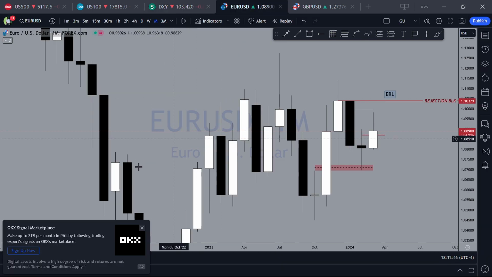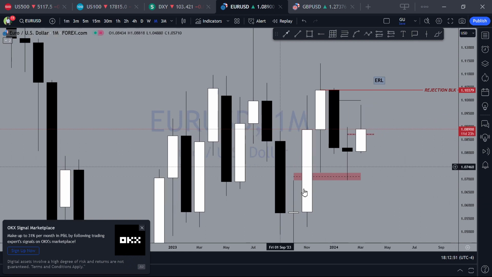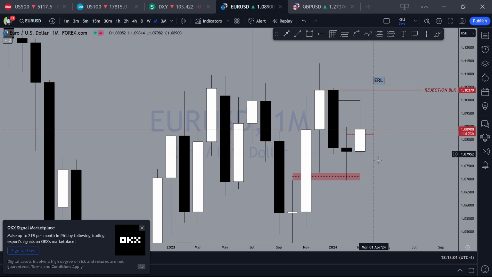Now this is the euro dollar. This is the monthly chart. So what do we see here on the monthly chart? Price has reacted strongly from this monthly bullish fair value gap, validating our buys like we want to see. And what do we see? Price is reacting from this internal liquidity.